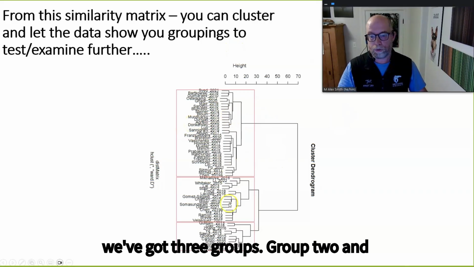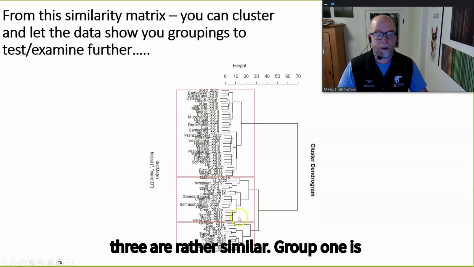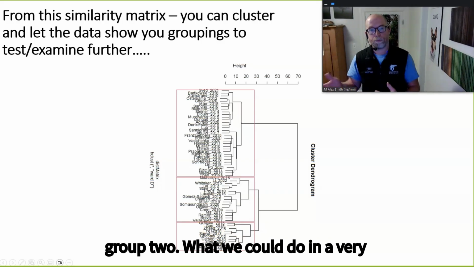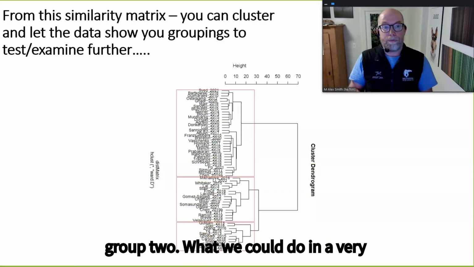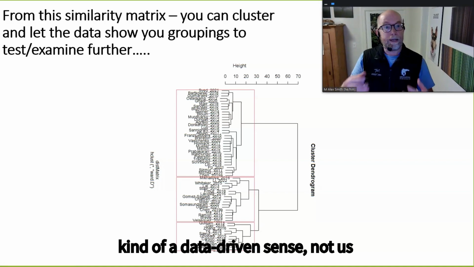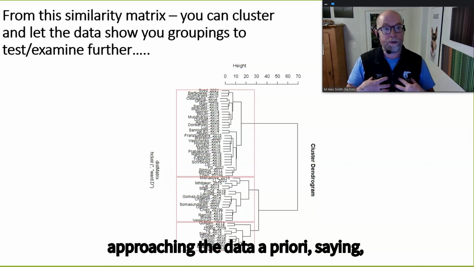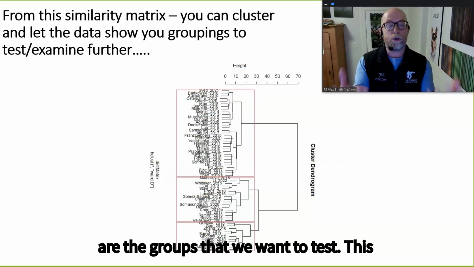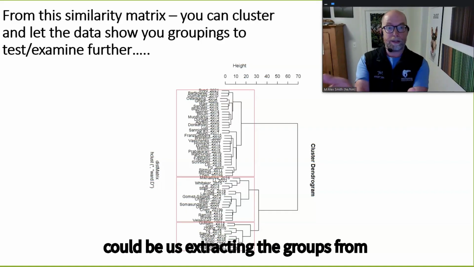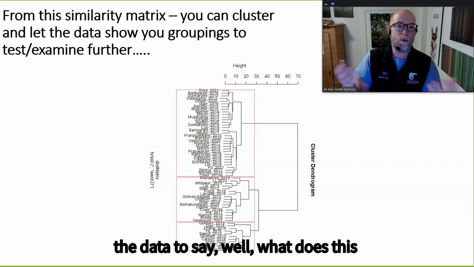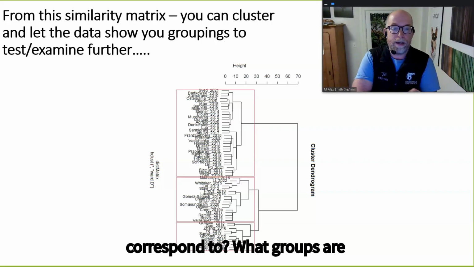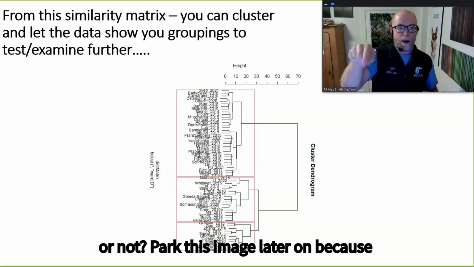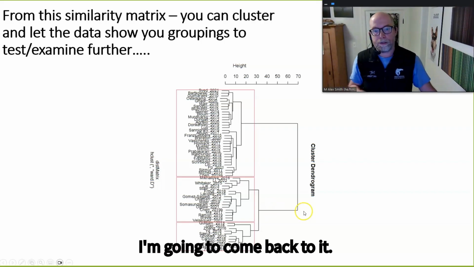So we've got three groups. Groups 2 and 3 are rather similar. Group 1 is quite different from group 2. What we could do, in a very data-driven sense, is not approach the data a priori saying, well, these are the groups that we want to test. This could be us extracting the groups from the data to ask what this corresponds to. What groups are within the data that we might be aware of or not? Park this image, because I'm going to come back to it later on.